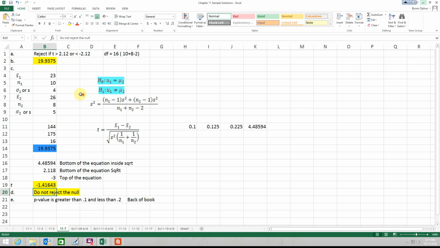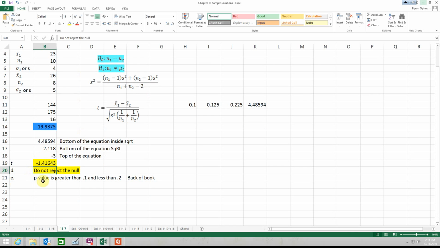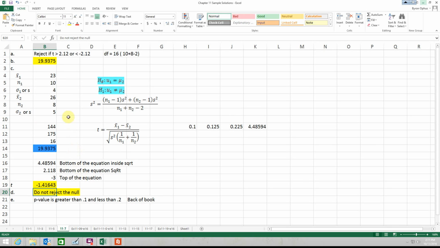Okay, I cannot reject the null, which is that they're equal, right? Okay, so do not reject the null. I don't accept the null, I'm sorry, but I do reject the alternate, that they're unequal, but I cannot reject the null. Okay, and the p-value is greater than 0.1, I'm sorry, and less than 0.2. So somewhere between a 10 and 20% chance, right, that it would fall outside of that.